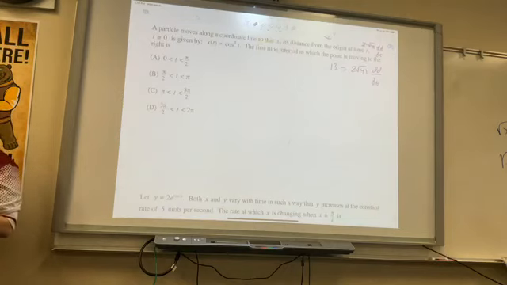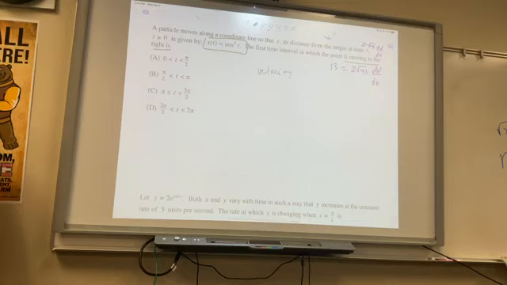Okay. A particle moves along coordinate x, so its distance from the origin is given by, boom. The first time interval in which the point is moving to the right. Translate that for me in terms of position, velocity, or acceleration. What does moving to the right mean? Positive velocity. That's correct. Moving to the right is positive, moving to the left is negative. For an up-down particle, moving up is positive, moving down is negative.